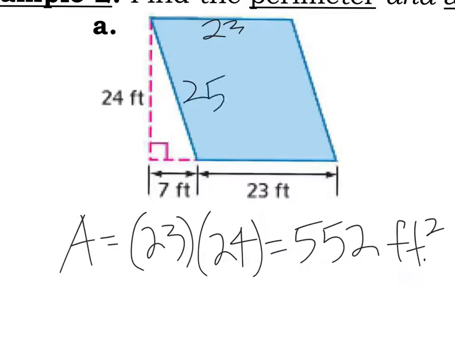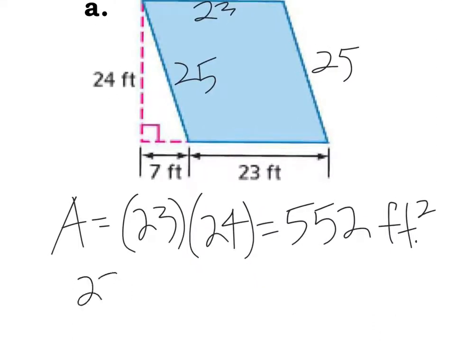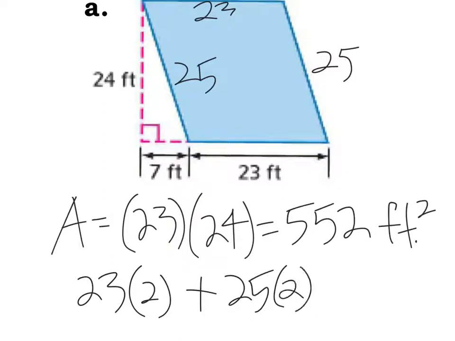And so you're going to add together 23 plus 23, which is basically 23 times 2, and then 25 plus 25, or 25 times 2. You'll often see perimeter formulas say 2L plus 2W equals P. The 2's are because you have 2 of the same sides. Anyway, 23 times 2 is 46, 25 times 2 is 50, and 50 plus 46 is 96. So you get a perimeter of 96 feet. I'll put a capital P right here.